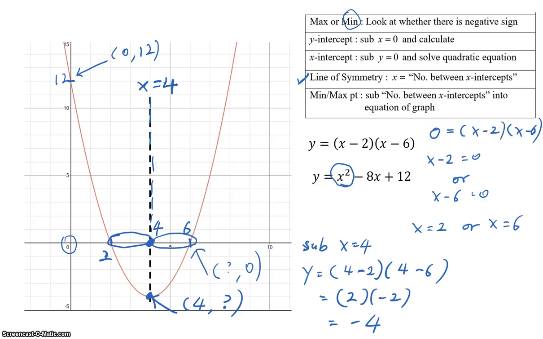I've paused the video and done the working in advance. If you look, I'm going to sub x equals 4 into this equation. So I'm replacing the x and the x by 4. And if I calculate, I'm going to get negative 4. So the minimum point is actually (4, negative 4). You simply sub the middle value of the x-intercepts into the equation.